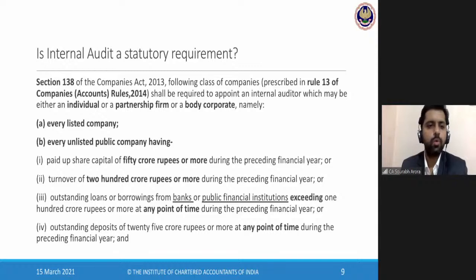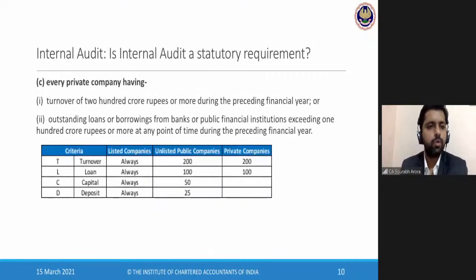Section 138, Rule 13 of Companies Rules 2014. Individual, partnership firm, body corporate, every listed company, every unlisted company, paid up share capital, turnover, outstanding loans and borrowings, outstanding deposits. So this is also the way you should revise using these notes. Just read the bold parts and you should be sorted.